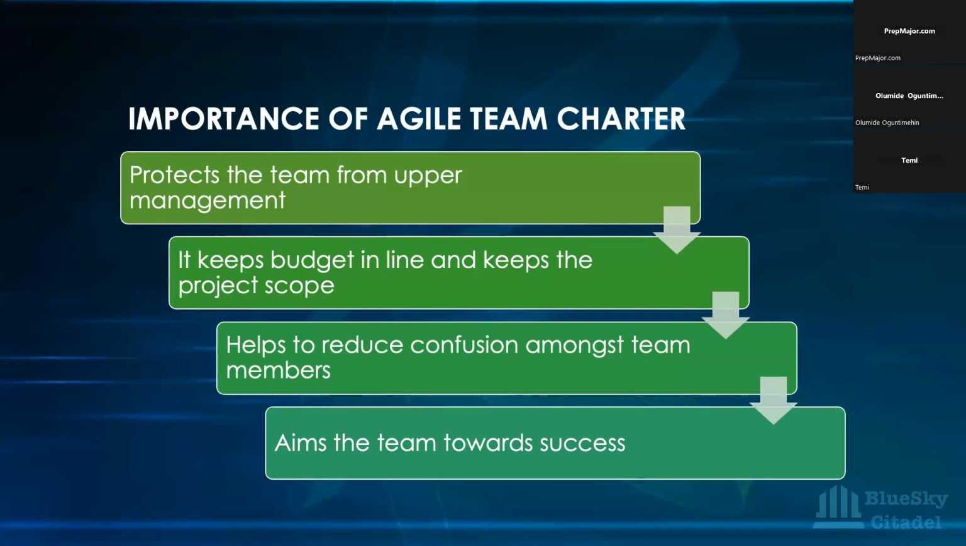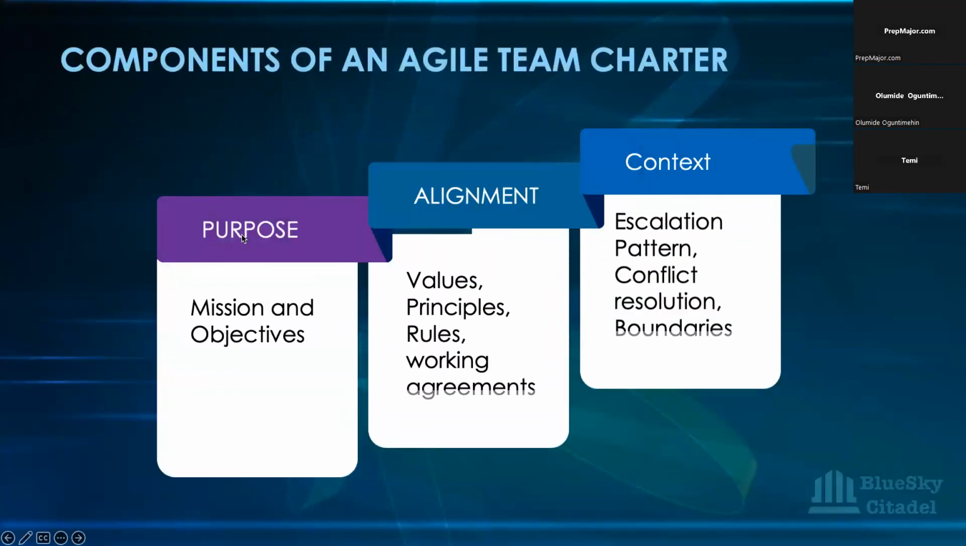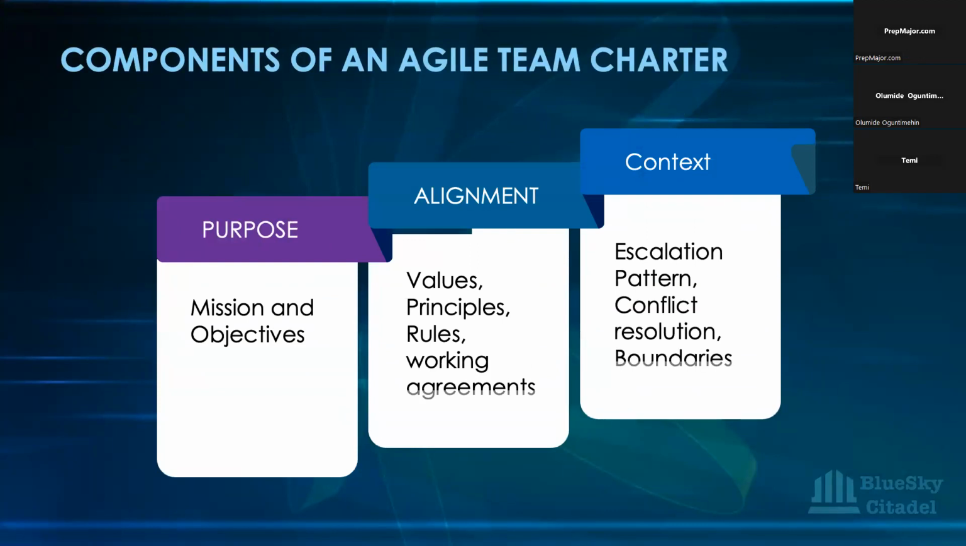And then there are three main components of the Agile Team Charter, which is the purpose that talks about the vision, the mission, the objectives. It just basically talks about why we are here as a team. What are we doing? What are we trying to do? And how are we going to get there? And then there's the alignment that majorly talks about the values, the principles, the rules, working agreements, sprint ceremonies, the sprint length, definition of ready and done, for all of us to just align towards the same thing. And then there's context that decides the boundaries of the team.